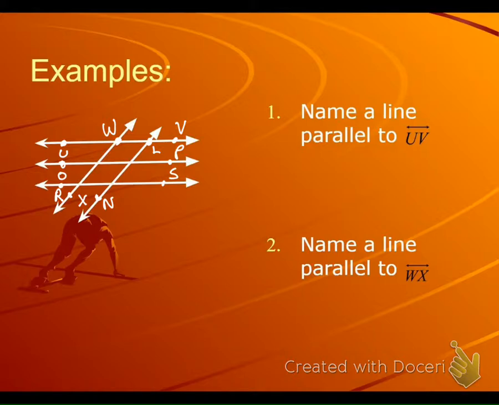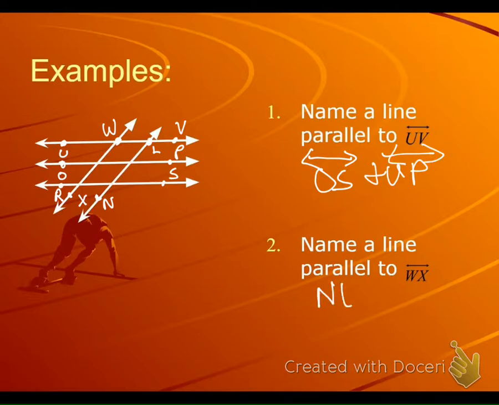So which one is line UV? Right, that's our top line. So which one did you say? OS is parallel, that's correct. Can anybody tell me another one? So if we have OS, what's our other one? I can see the confusion there. Okay, it's U what? P. Yep. Sorry, that's written a little close. And UP. Okay, now try to name a line that's parallel to WX.